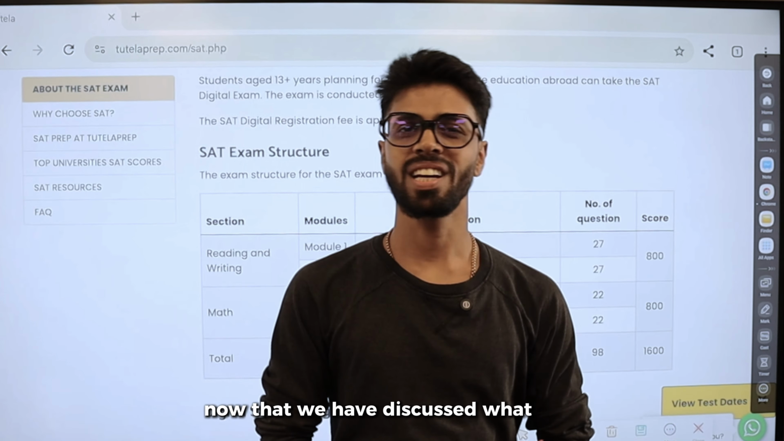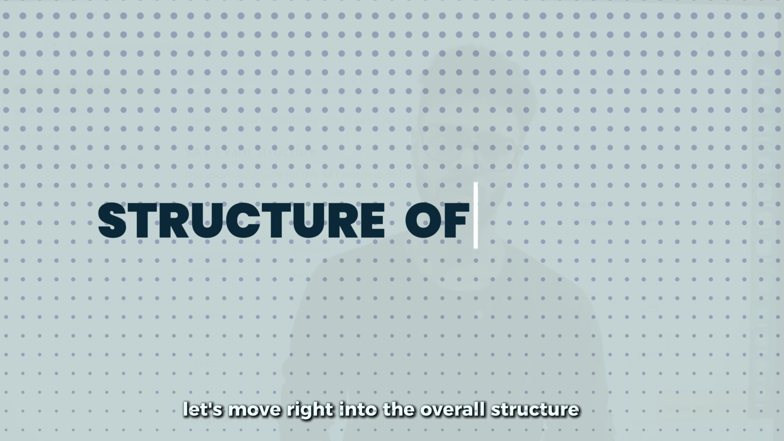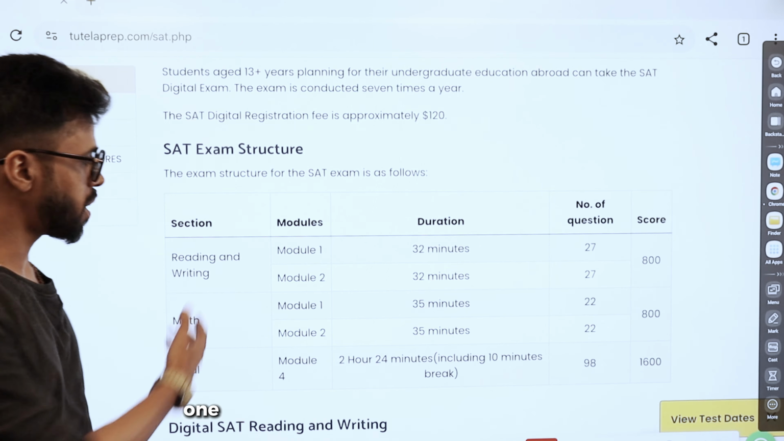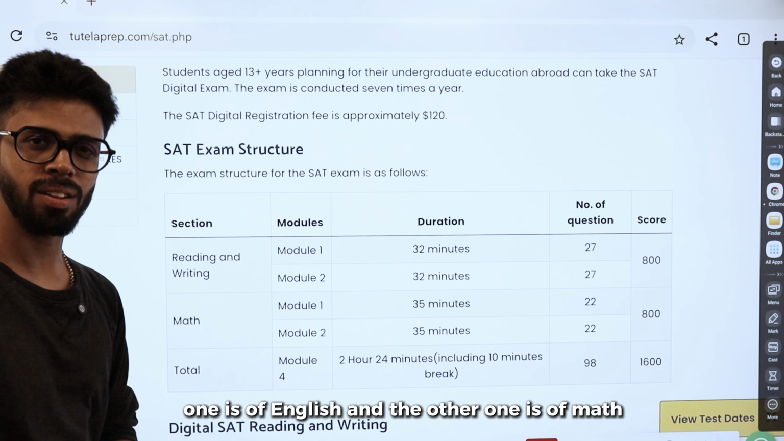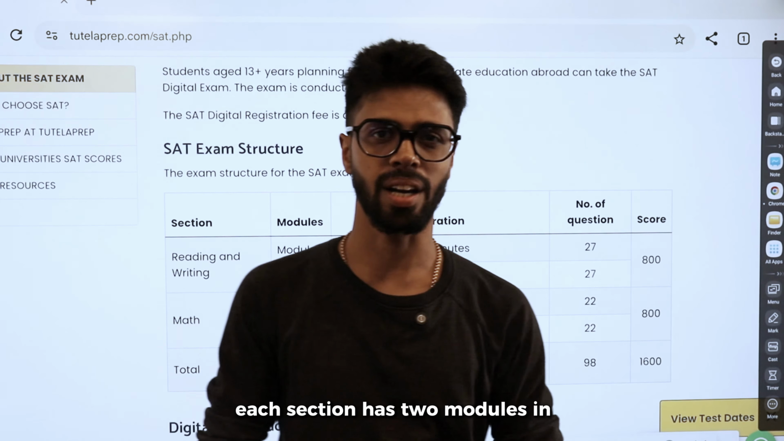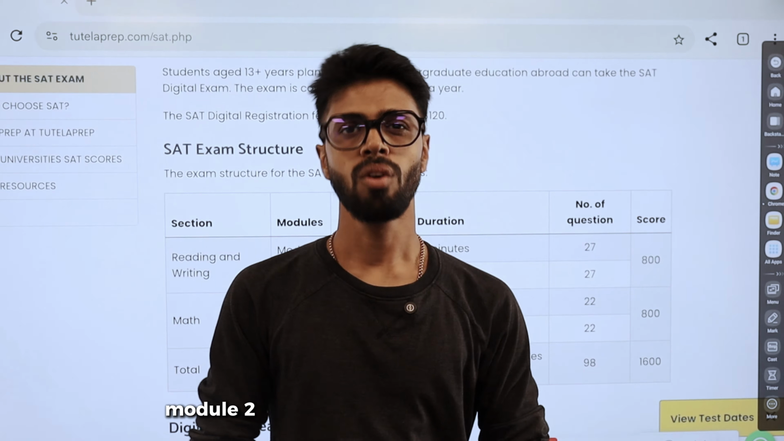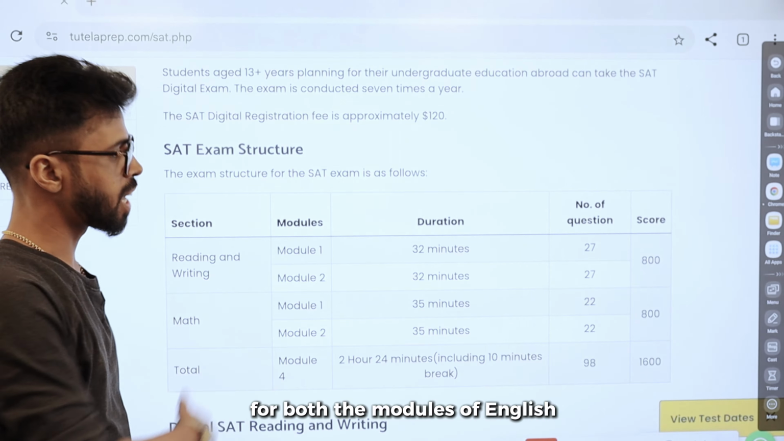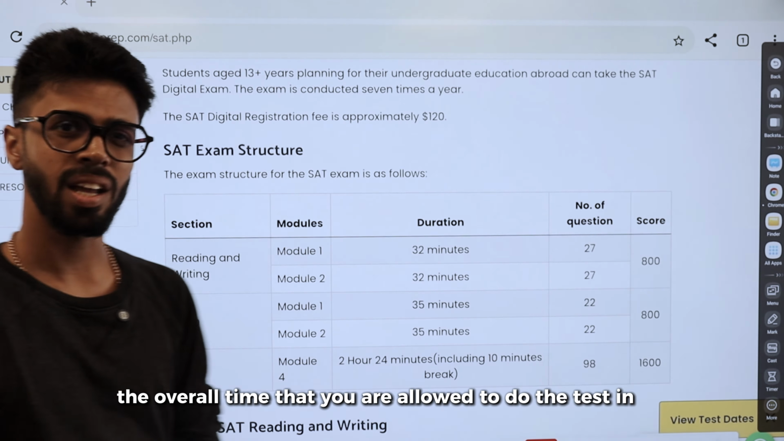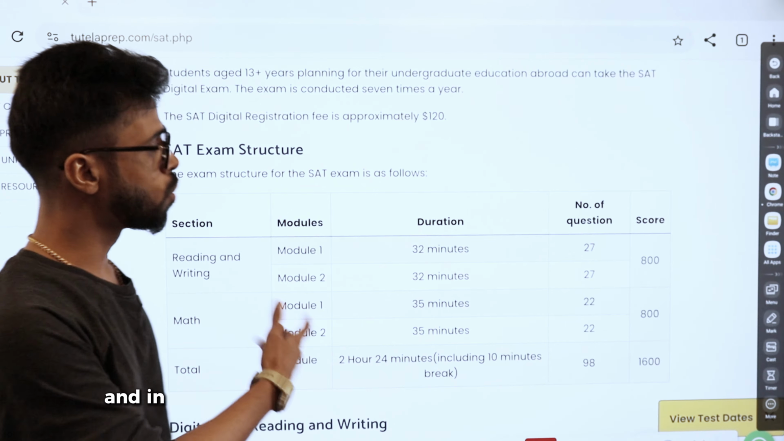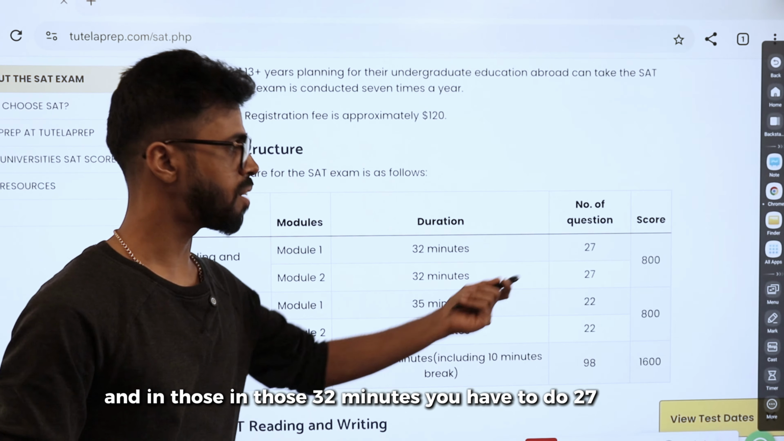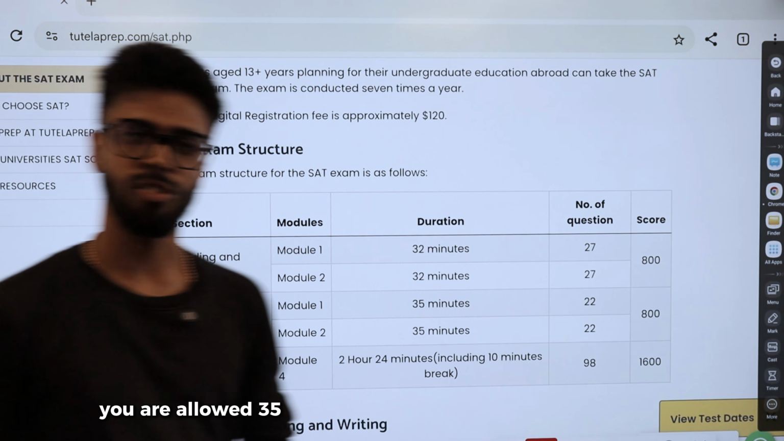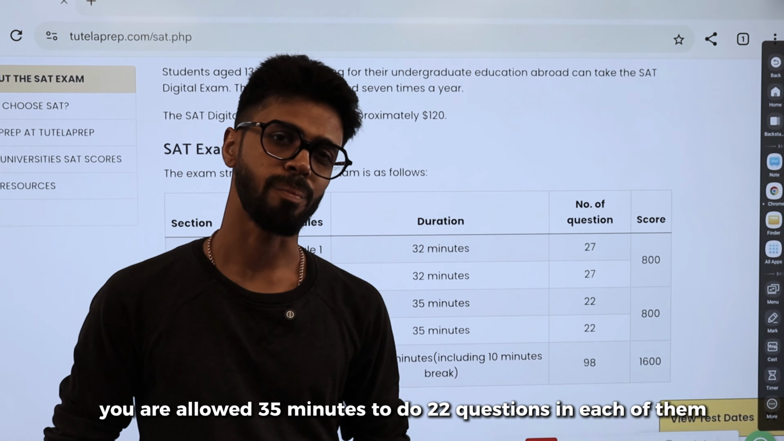Now that we have discussed what is SAT, let's move right into the overall structure of it. As you can see here, we have two different sections. One is English and the other one is math. Each section has two modules in it. There will be module 1 and module 2 for both subjects. For both the modules of English, the time allowed is 32 minutes, and in those 32 minutes, you have to do 27 questions each. In math, in each module, you are allowed 35 minutes to do 22 questions in each of them.